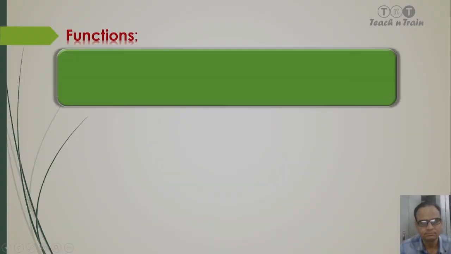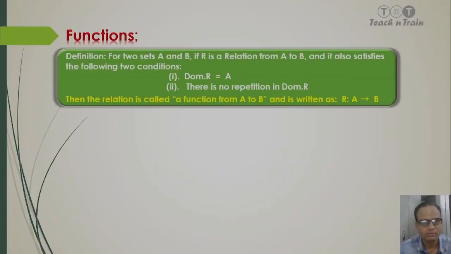Functions. For two sets A and B, if R is a relation from A to B and it also satisfies the following two conditions. Number 1, the domain of the relation is equal to the first set. Number 2, there is no repetition in the elements of the domain of that relation. Then that relation will be considered as a function.